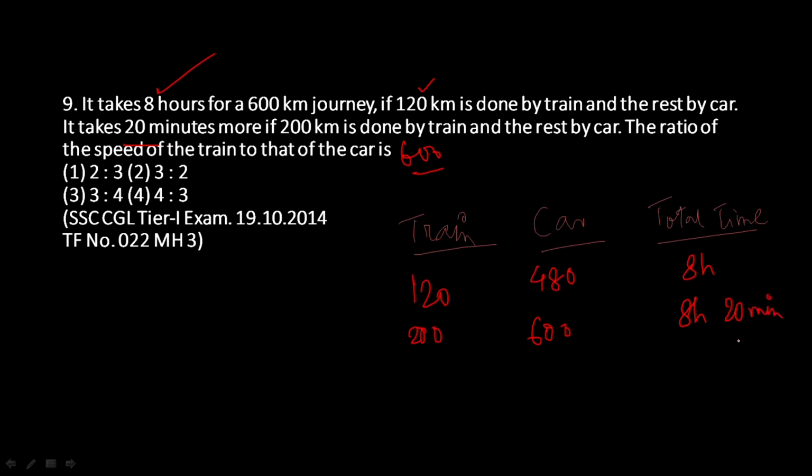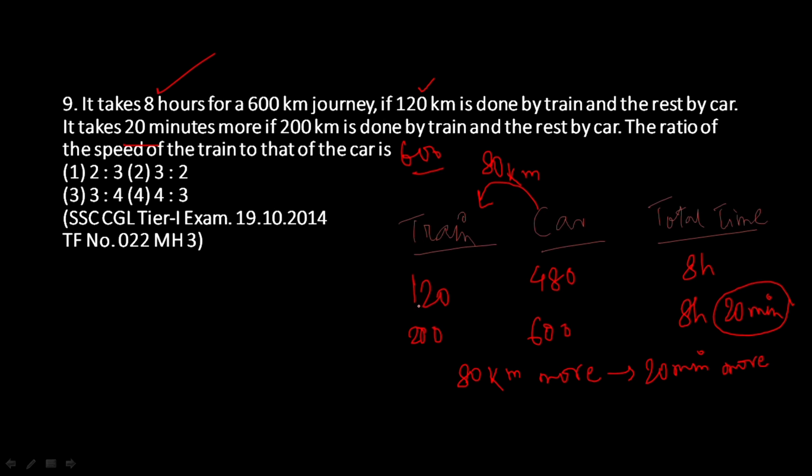So what can we see, that this 20-minute extra is there for the 80 km distance which is covered by the train. Okay, if we shift 80 km from the car to the train, then it will take 20 minutes extra, right? So what can we see, that this 80 km more is affecting in 20 minutes more, right?